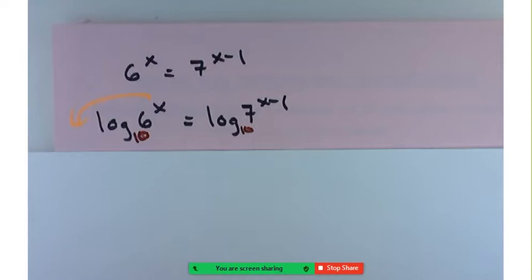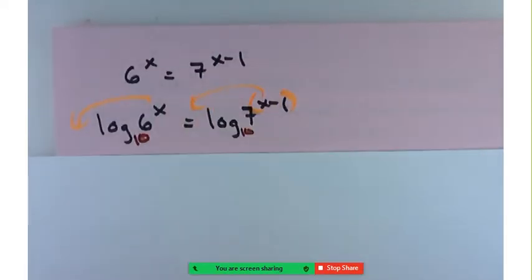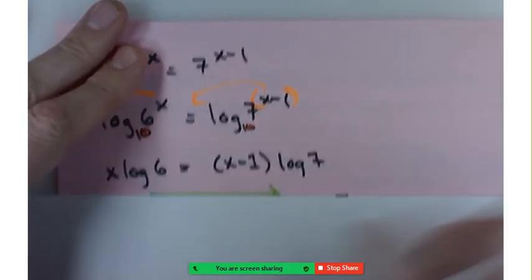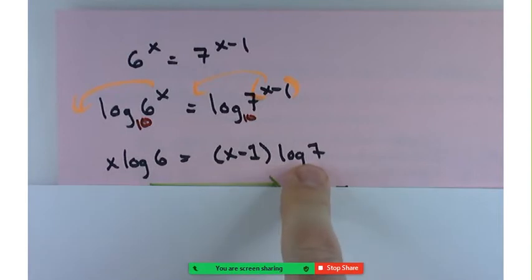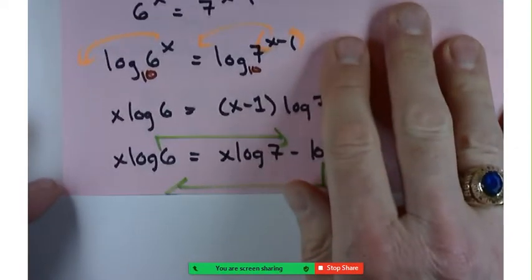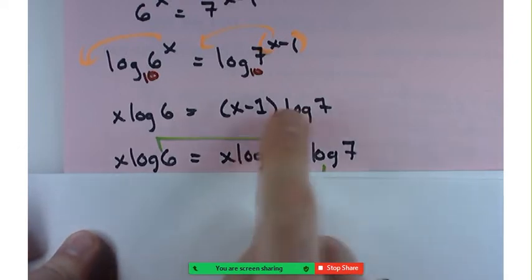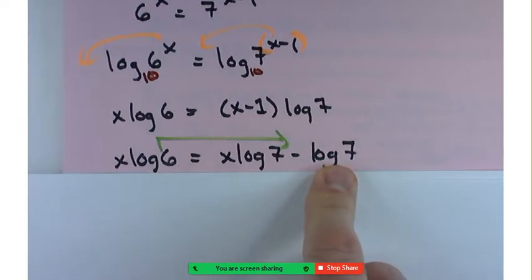But what I am going to do on both sides is use my exponent rule, my power rule, to get those exponents out in front, someplace where I can manage to work with them. So they both come down. I use parentheses for this because that log of 7 term has to distribute itself to both of these terms here. So that gives me this equation, x log 6 equals, well, if you distribute that, x log of 7 minus log of 7.